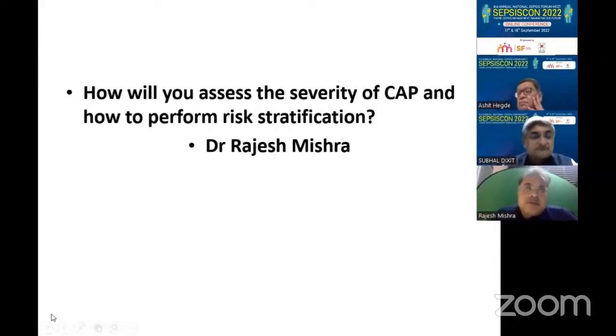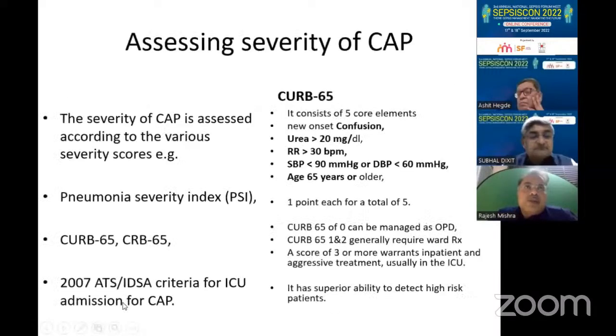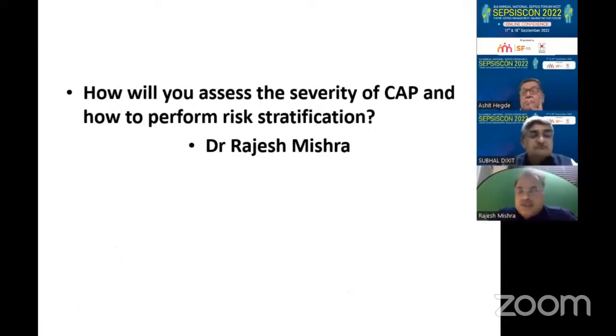So, Subal, for community acquired pneumonia, there is a scoring system called community acquired pneumonia severity scoring, and then CURB-90, CURB-65, where you look for consciousness, urine output, respiratory rate, and age. But what is commonly done and followed is the clinical assessment.